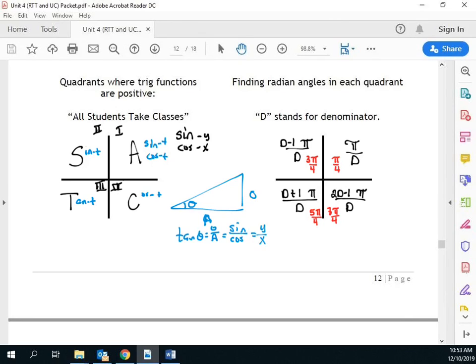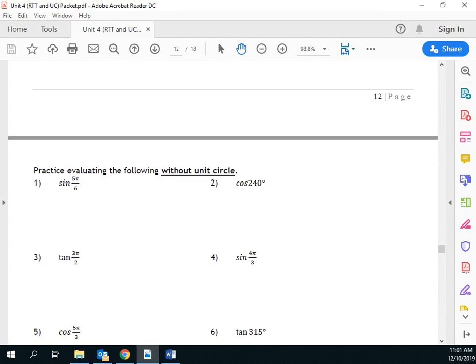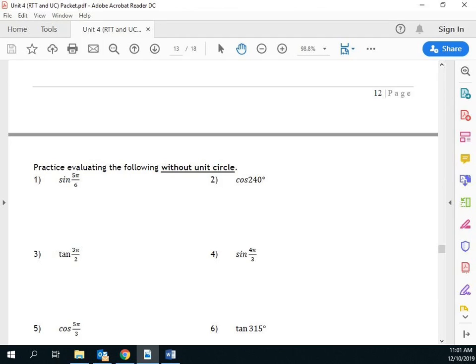It's a lot of tools to put together to find just one simple problem. And we'll see what that looks like now. Five pi over 6. Here are your steps to find these functions without using a unit circle. First step, find your reference angle.